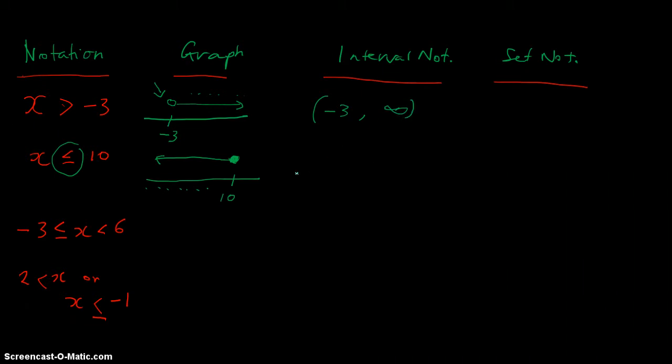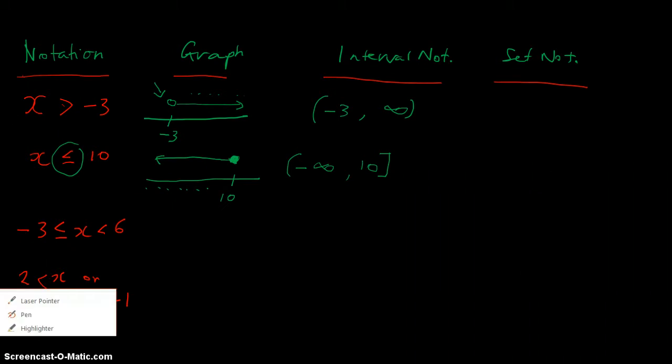Now if you look at the next one, we have a closed dot on 10, and that's the highest value. In this case, closed dots or inclusive values are represented with square brackets. That's going to be from 10. And what's the lowest value in this case? We want to go all the way down to negative infinity.